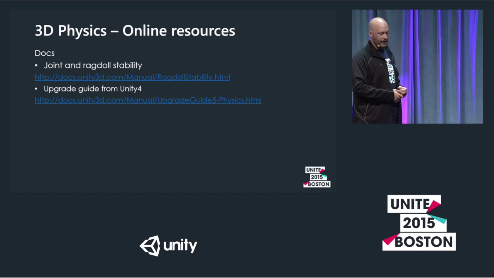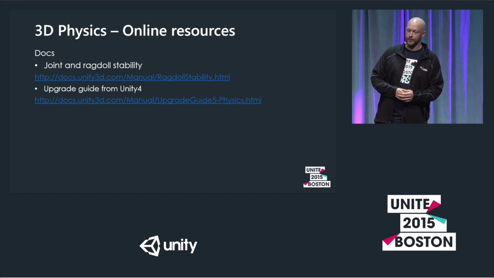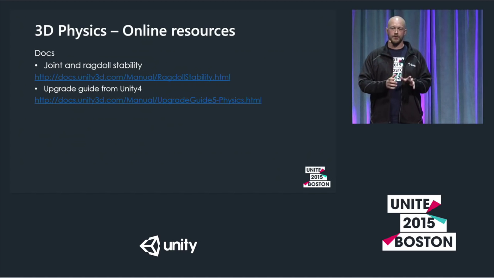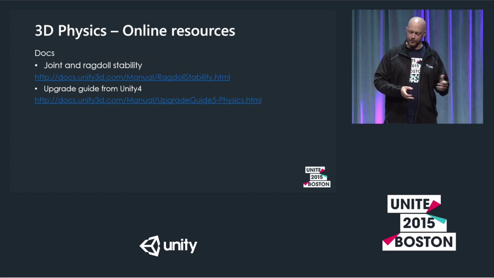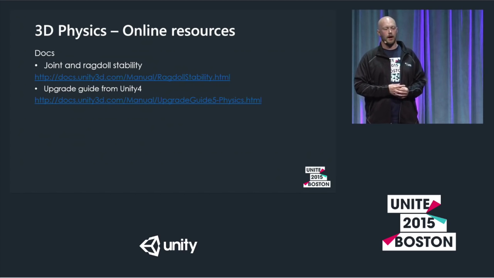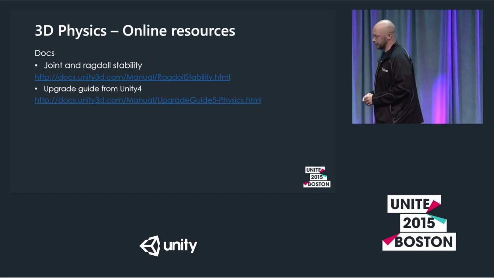Most of this sort of advice and guidelines, we actually have online. Unfortunately, not a lot of people know about it. But it is here. It's part of the manual, and we call it the Ragdoll Stability Guide. And of course, the tricky part is it also works for joints. But both for Ragdolls and joints, go have a look at that. And we also have, as part of the upgrade guide, different issues we found with all the games that broke when we updated to Unity 5. So check these online resources out.